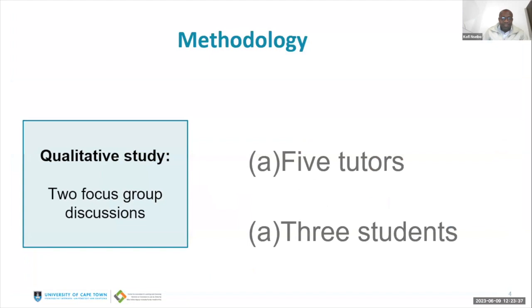So the methodology we use is a purely qualitative study, and yet we engage 30 students in a questionnaire. We use Q methodology. In addition to that, we had 2 focus group discussions where the first one had 5 tutors and the second focus group discussion had 3 students.